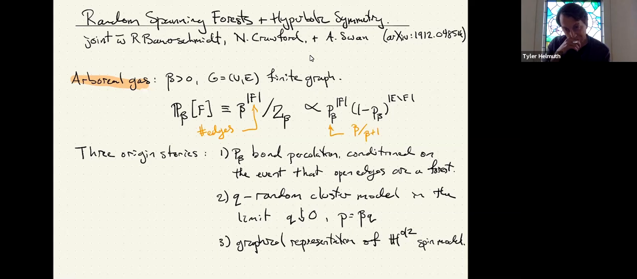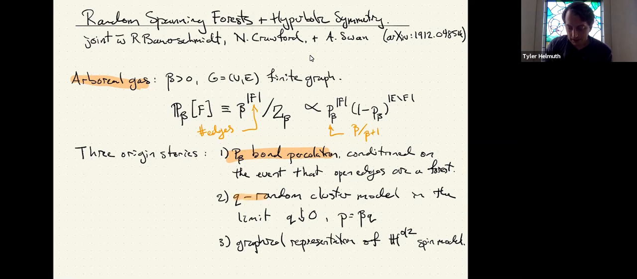So there's sort of 3 origin stories for this model, 3 ways it can arise, and they're all interesting to think about. So the first is why I made this rewriting, is that if I take bond percolation with parameter P beta and condition on the event that the open edges form a forest, then you get exactly this arboreal gas measure. So that's one way that this model of random forests can arise. That's a slightly weird thing to do. Why would you condition percolation to be a forest? But it's something you can do.